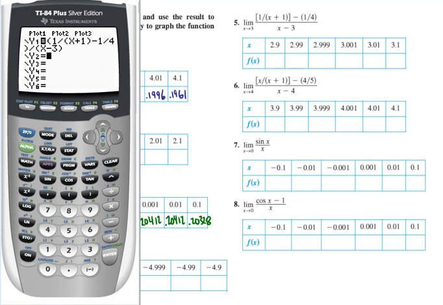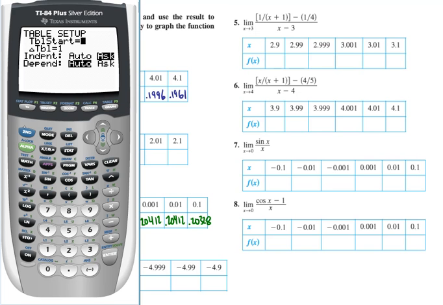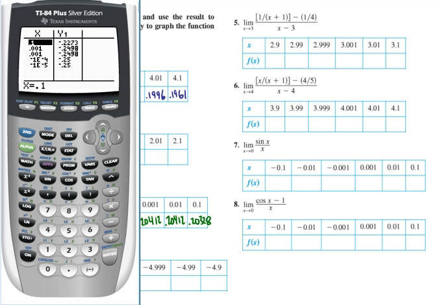We'll go in to make sure that we're in independent ask and then second and table, and we may have leftover x values from before, but that doesn't matter. We're approaching 3 this time, so 2.9, we get negative 0.0641. We'll go to the next value, which is 2.99, and there we get negative 0.0627. Next we'll do 2.999, and we get negative 0.0625.